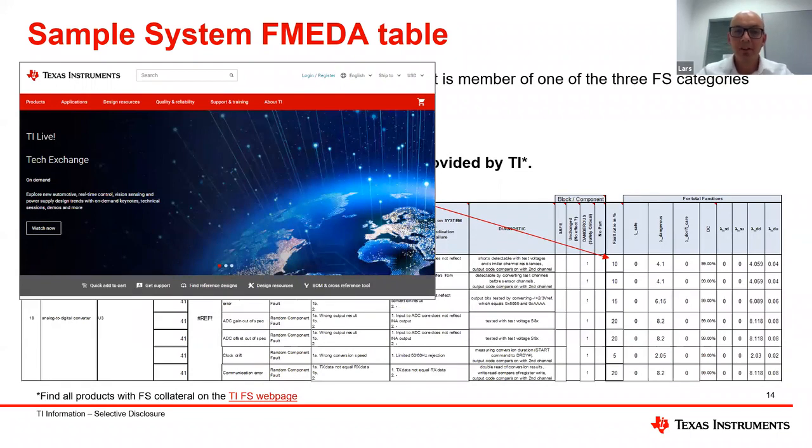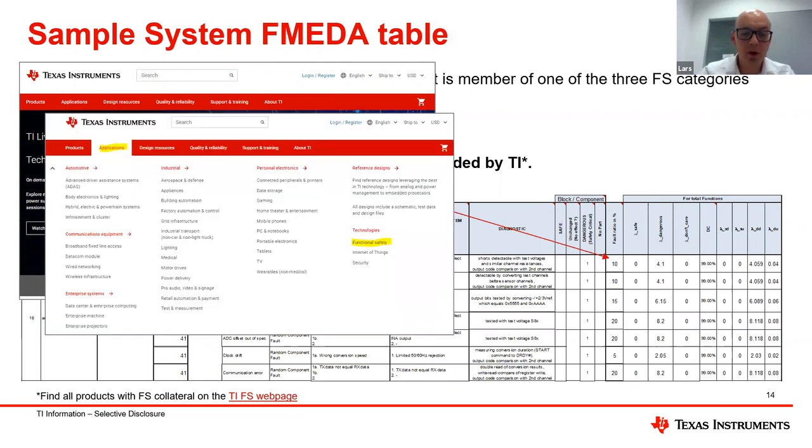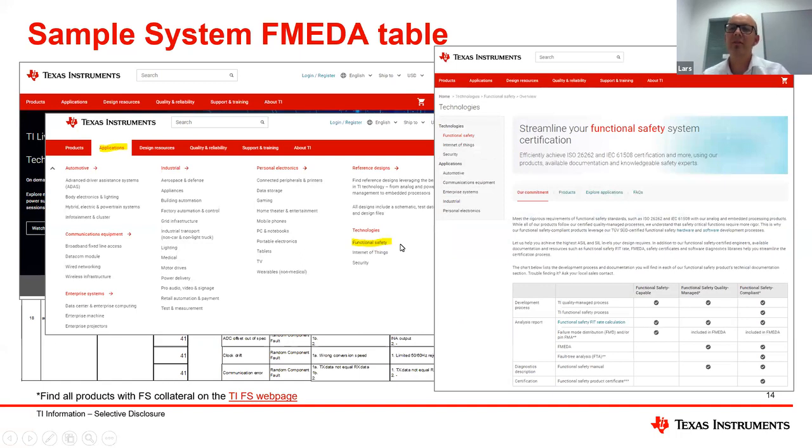So for the 60% who didn't know that TI provides such information, I really want to show you real quick how you actually find the information. So first you go to the ti.com page. When you press then here the application section, there's a new window coming up. And here under technology, you see functional safety. And if you press the functional safety button, then you come directly to the functional safety landing page. And here you can read about all the information and also about the categories.